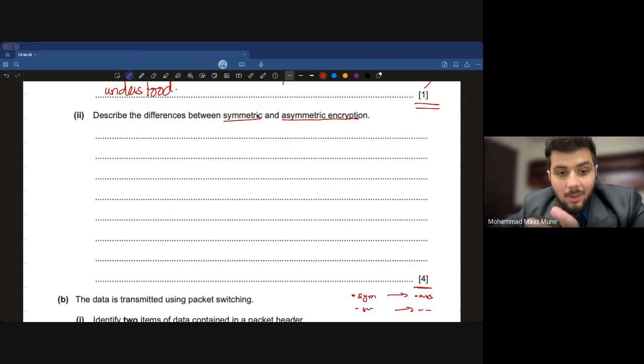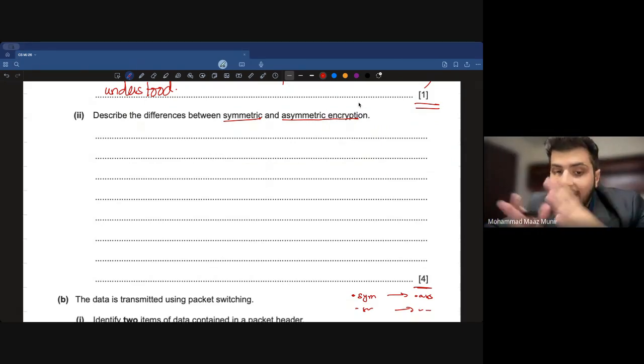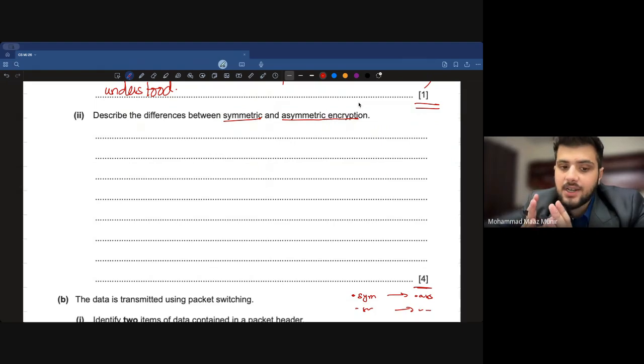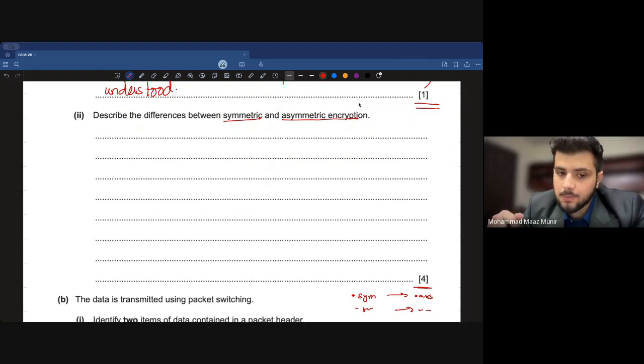So now coming to the main discussion, symmetric and asymmetric. Remember the keys we learned: symmetric has a single shared key used for both encryption and decryption, whereas asymmetric has different keys, a public key and a private key. The public key is used to encrypt the data, whereas the private key is used to decrypt it. Everyone has the public key, but only those intended to receive the data know the private key. So these are the common differences.